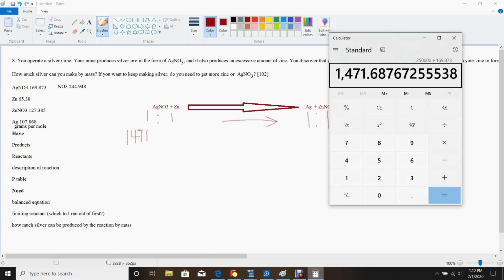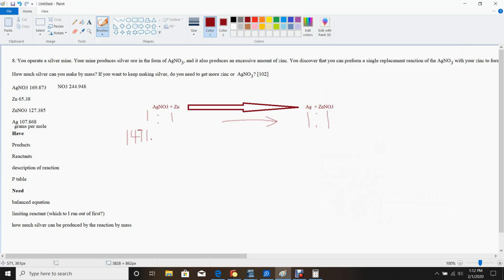and that tells me that the amount of AgNO3 that I have going into this reaction is 1,471.69 moles. And then how much zinc do I have going into this reaction?